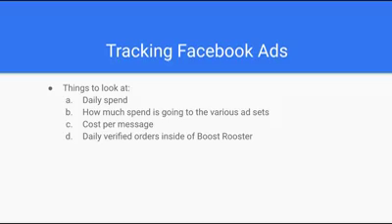Fourth thing, daily verified orders. You can check this in your Boost Rooster dashboard fairly easily. The other way that you could check the verified orders, if you don't use Boost Rooster, is a little bit difficult. You'd have to go into your Amazon account and pull those, or you'd have to go into your ManyChat account and actually check all those orders that are being entered by customers. It's a really time-consuming process. The easiest way to check that is inside of Boost Rooster, obviously.